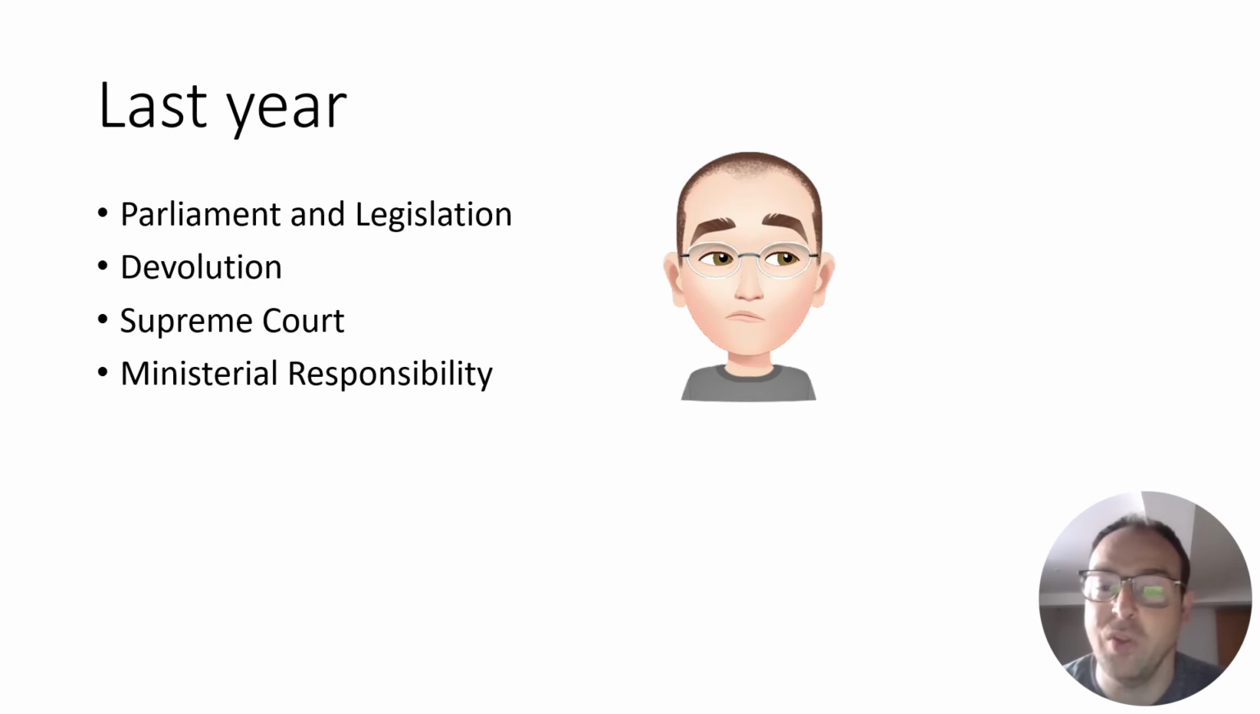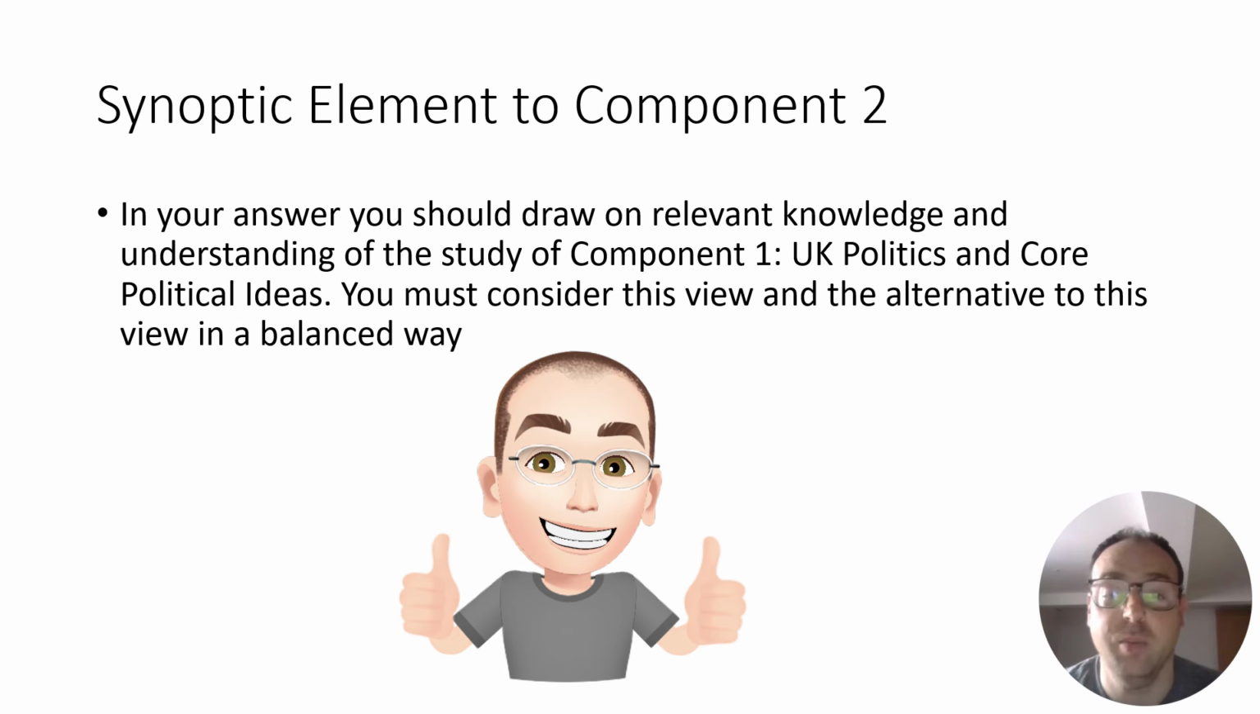So what kind of things were on there last year? Well, on the paper last year, there were things like Parliament and legislation, devolution, the Supreme Court, and different types of ministerial responsibility. So you might well have had a look at that one in terms of your practice. As well as the key elements of exam technique, I would urge you to have a look on my channel for the stuff on how to do 30-mark source questions, how to do 30-mark essays, how to do 24-mark ideology essays, and then the guidance on these different AOs: what they're looking for in AO1, what they're looking for in AO2 and AO3.